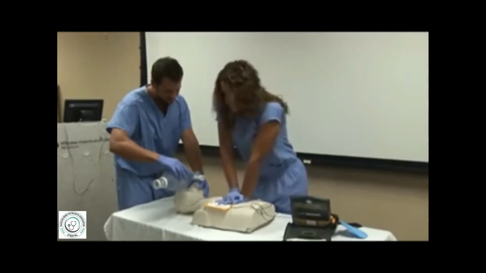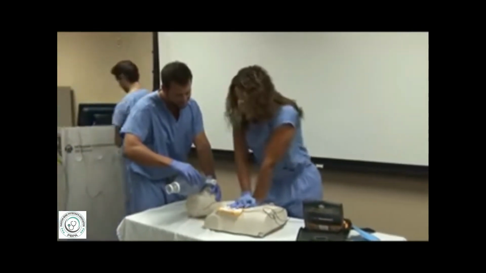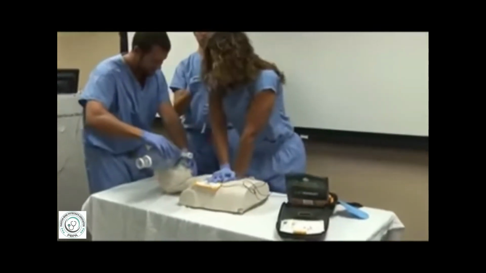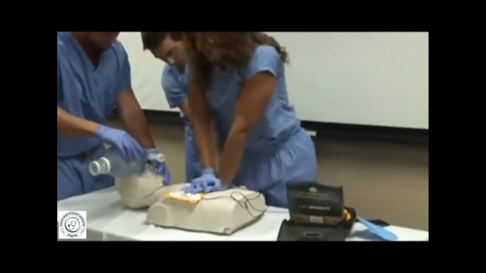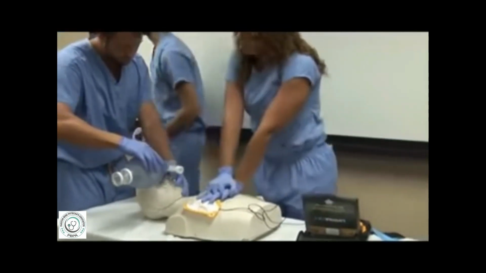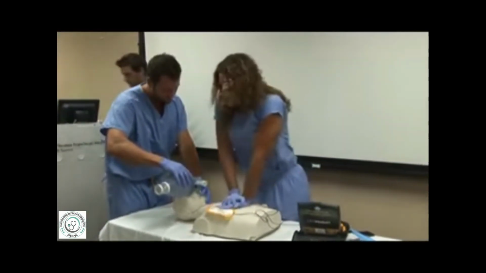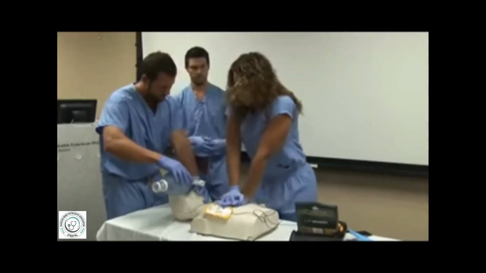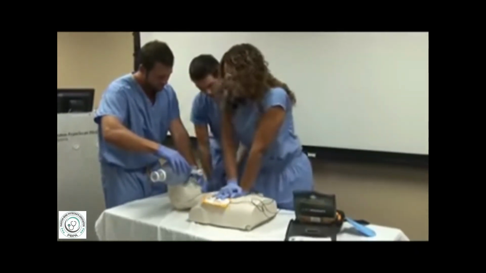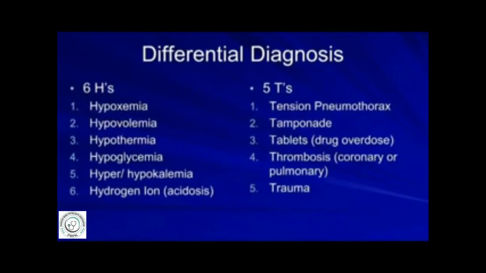C is for circulation. Attaching EKG leads, establishing IO or IV access, and administering drugs to manage cardiac dysrhythmia. D is for differential diagnosis. This involves searching for and treating the H's and T's. Although these are listed in progressive order, oftentimes the team will be doing multiple steps simultaneously.